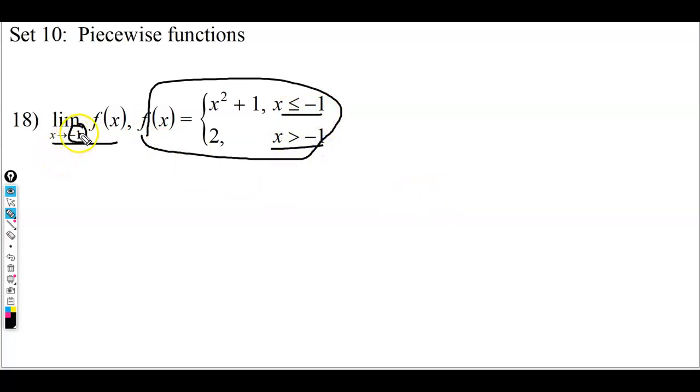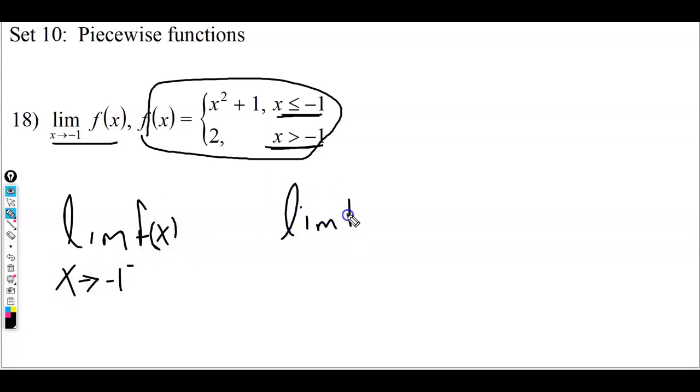Now if there was a little minus here, that would mean we're approaching from the left and you would only use the top piece. If there was a plus, then that means we're approaching from the right, you'd only use the bottom piece. But since there isn't anything there, that means we're approaching from the left and the right. So to answer this question, we need to find the limit of f of x as x approaches -1 from the left, and we need to find the limit of f of x as x approaches -1 from the right.